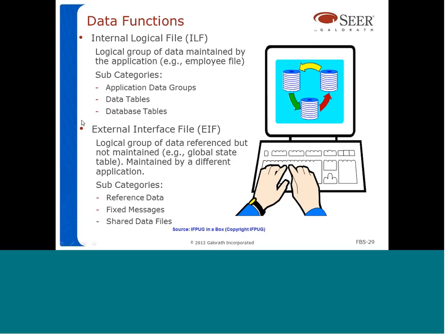In a similar way, an external interface file is a group of data that is referenced by the application, but it's not maintained by the application. So it's data that resides externally to the application, maintained by a different application. As well, you can have subcategories of external interface files. You can have reference data, fixed messages, or shared data files. But again, the subcategories are just an additional classification. They are not going to have any impact on the count or the estimation.